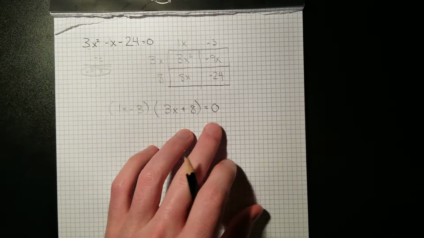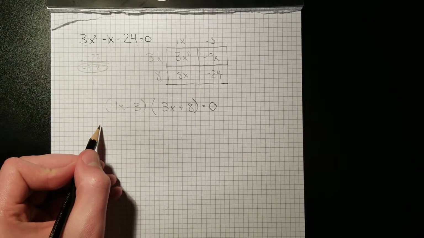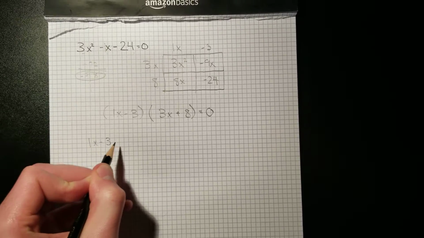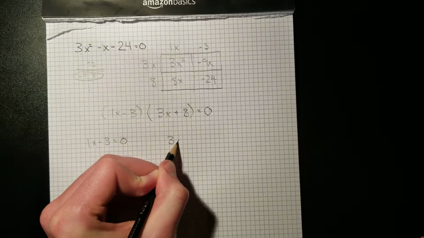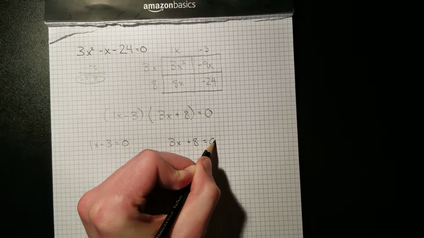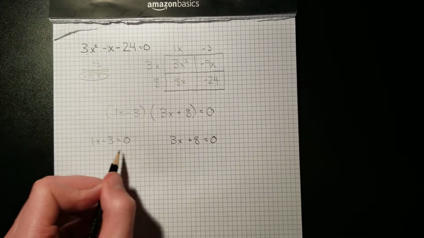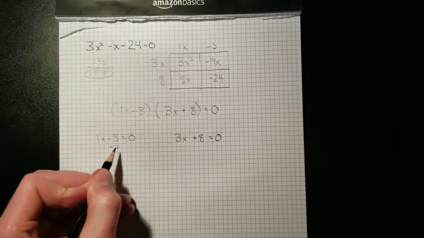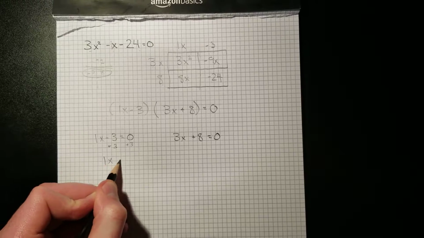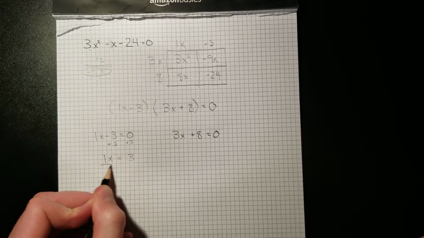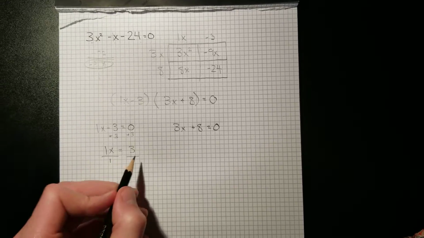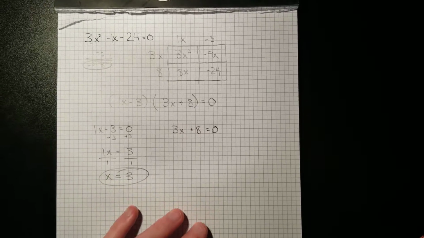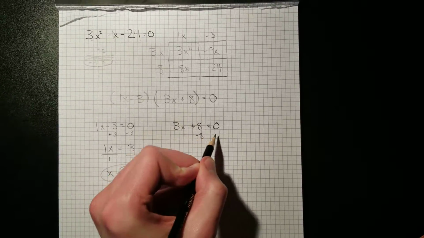Again, that is equal to 0. We need to make sure that's equal to 0. And we can take those individually and set them equal to 0. So 1x minus 3 equals 0, and 3x plus 8 equals 0. So we're going to solve these separately. Remember, set them equal to 0 on their own. So add 3 to both sides. So we get 1x equals 0 plus 3 is 3. And we can divide by 1. We don't really need to, but we will anyway. So x equals 3 divided by 1 is 3. So that's one answer.